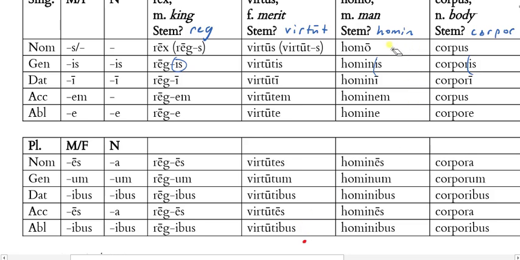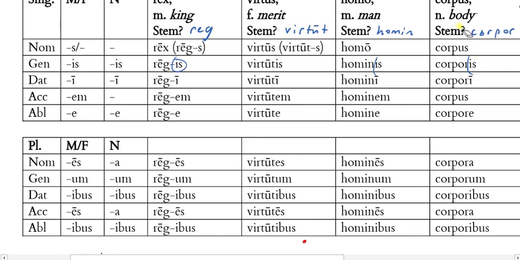And then homo, homo, hominis, homini, hominem, homine, homines, hominum, hominibus, homines, hominibus.